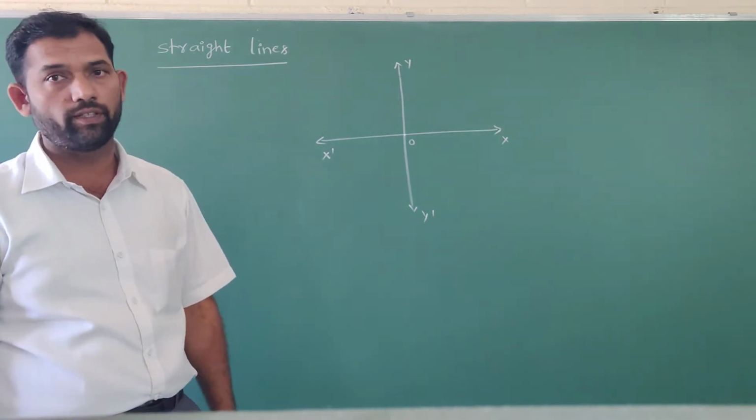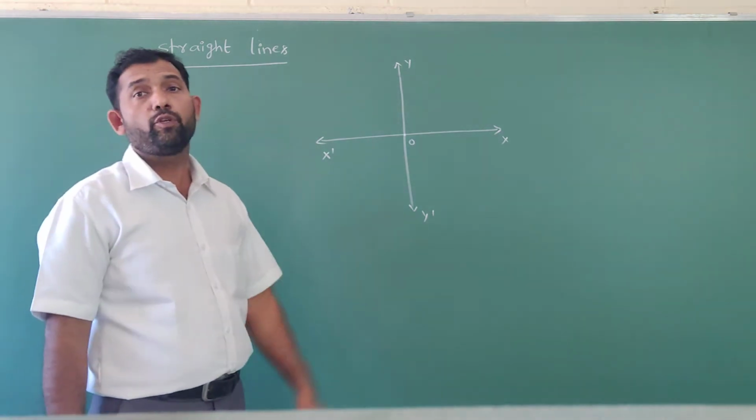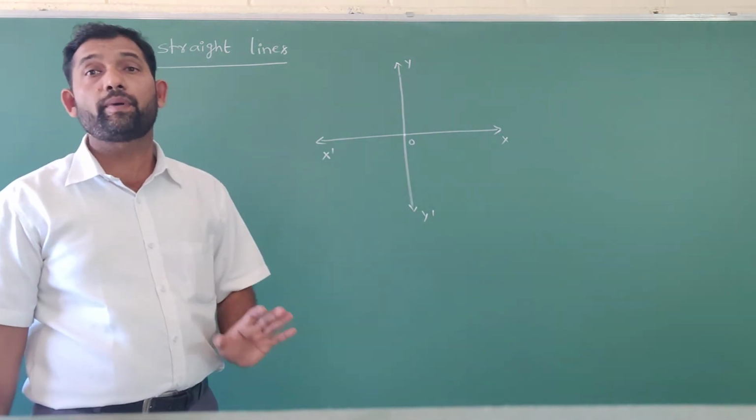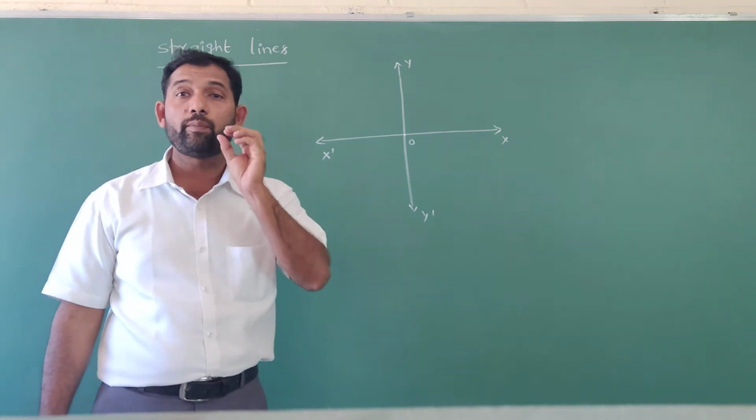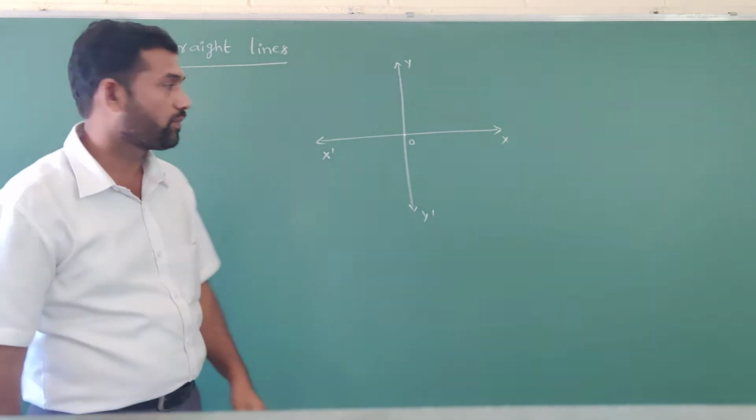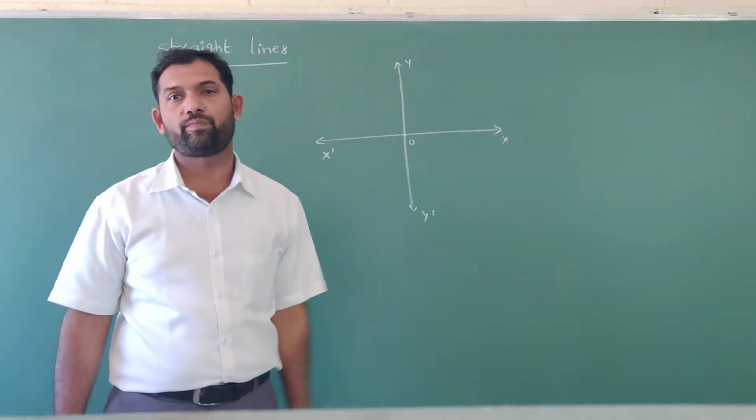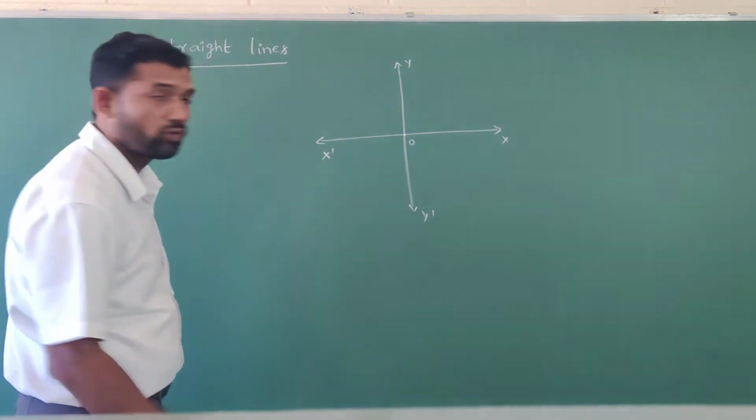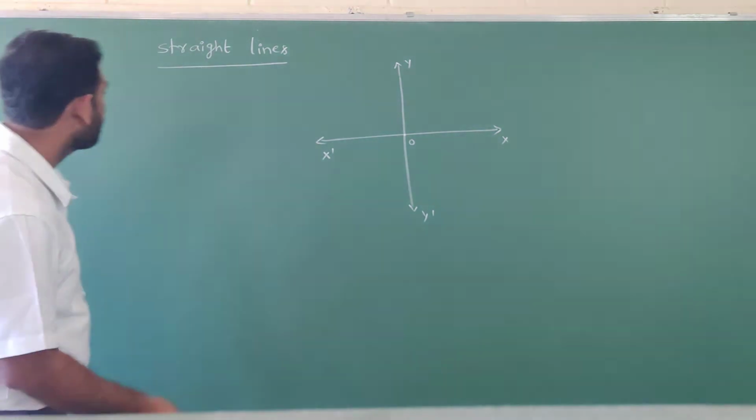You know all these points. These are mutually perpendicular, and this plane can be divided into 4 equal parts. Each part is called a quadrant. So you write all the points.